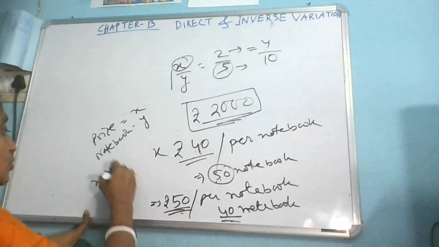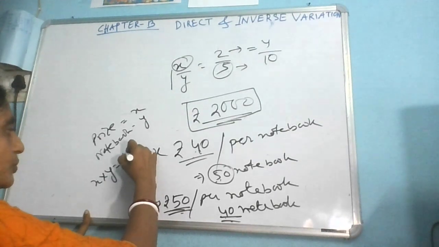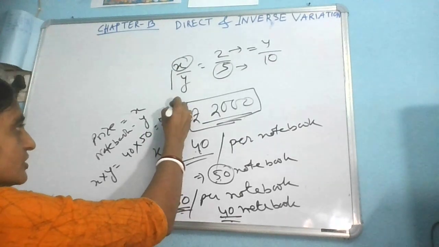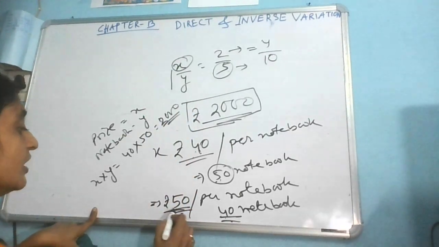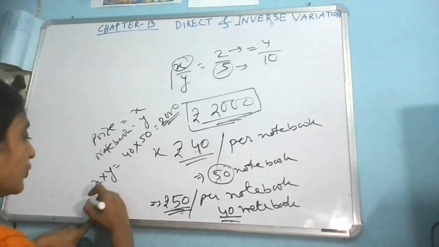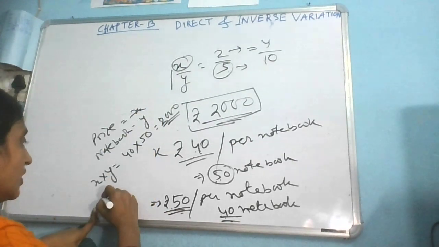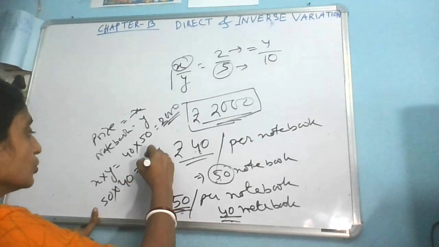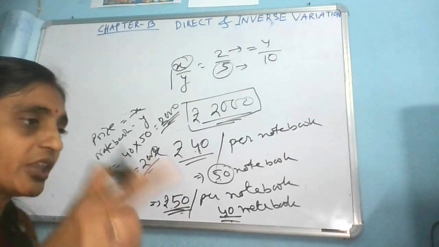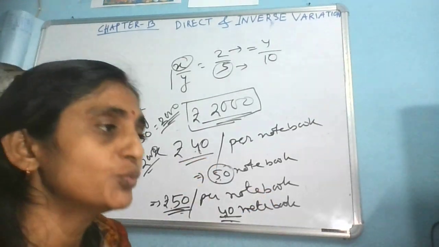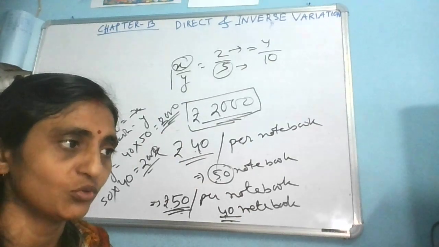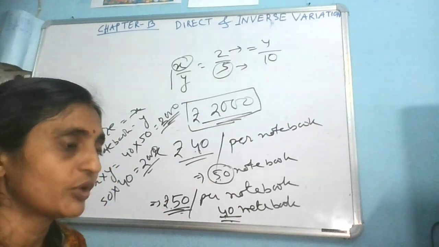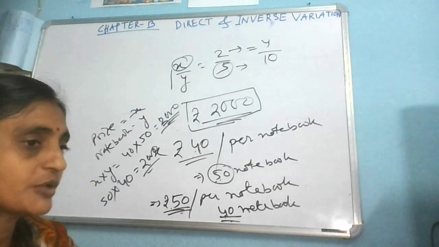So x into y: here the price is 40 rupees, and the number of notebooks was 50. Yes, the product was 2000. When the price becomes 50 rupees, how many notebooks can you get? You will get 40, and that is also 2000. So in this way, when the price increases, the number of notebooks decreases, as you have been given a fixed amount of money, and when the price increases, the number of notebooks you can buy decreases.